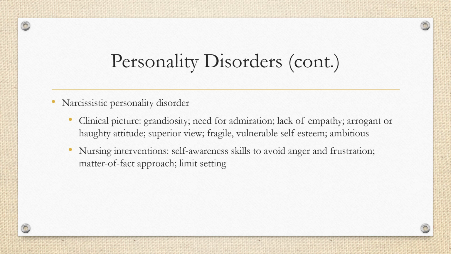Thought process is intact, but they may ruminate and compare themselves to others. Insight is poor, and they're unlikely to see their own behavior as contributing to their problems. They may have a sense of entitlement and expect special treatment, then get angry or upset when they don't. Nursing interventions include patient education about medications, comorbid conditions, and any needed self-care skills. Limit setting may be needed for rude and verbally abusive behavior.